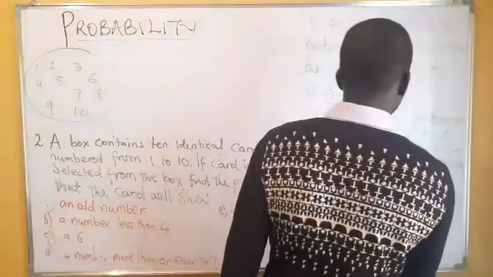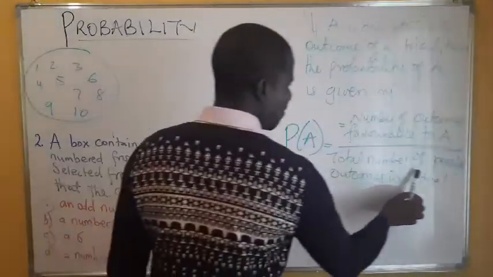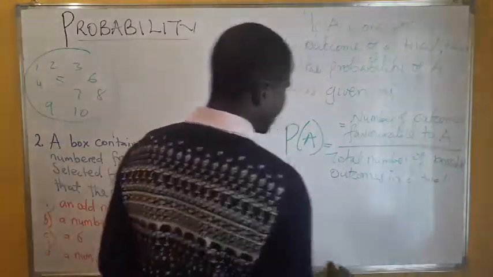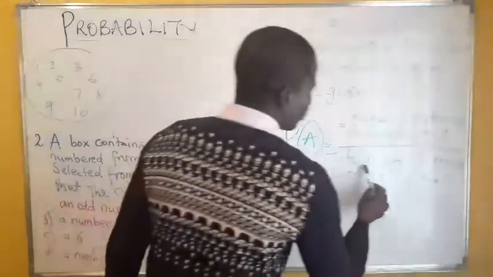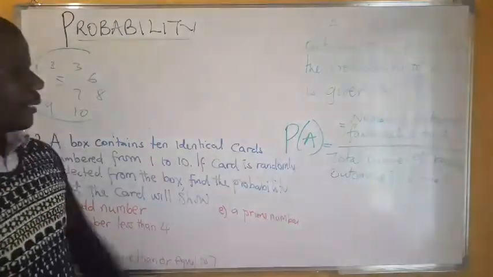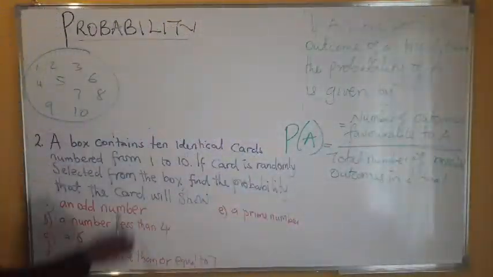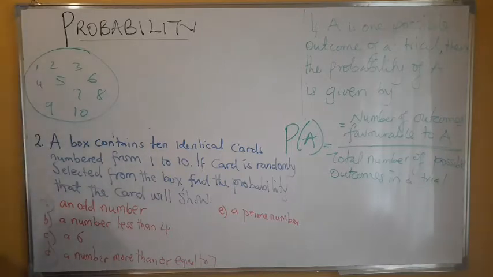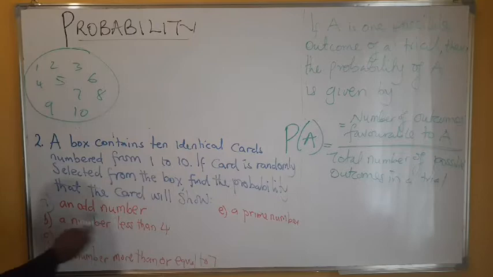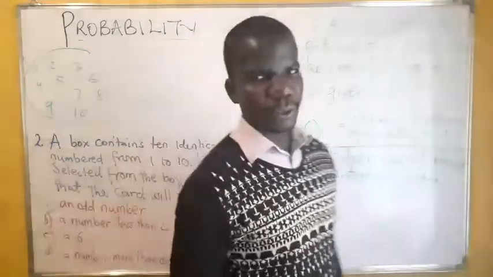Number of outcomes favorable to A divided by the total number of possible outcomes, which is like the sample space, the total number of possible outcomes in a trial. So this is the box that we have, and then we are saying we want to pick what? We want to determine the probability of selecting an odd number.